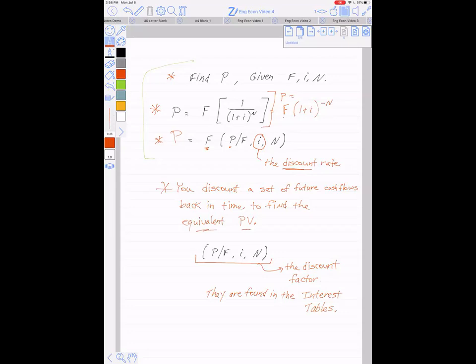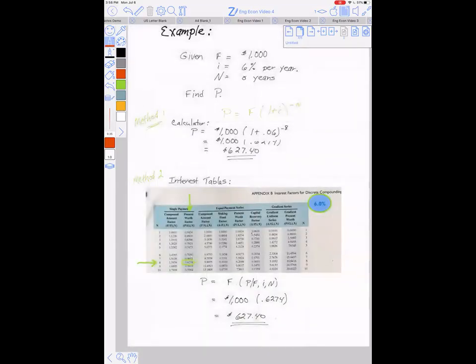And here again, wherever you see something in parentheses like this, that whole thing signifies a discount factor found in the interest tables. Find P given F at a certain interest rate, discount rate, for a certain number of time periods. All right, let's do an example. Given a future value of $1,000 with a discount rate of 6% per year and a term of 8 years, find P, the present value equivalent. Here again is the equation, and method 1 is to solve it on our calculator using that equation.